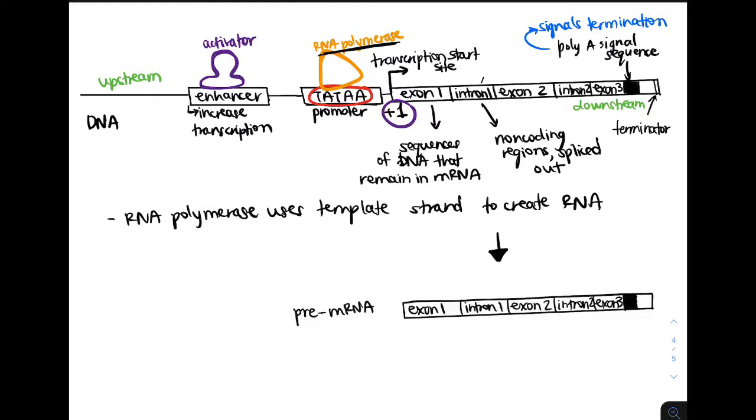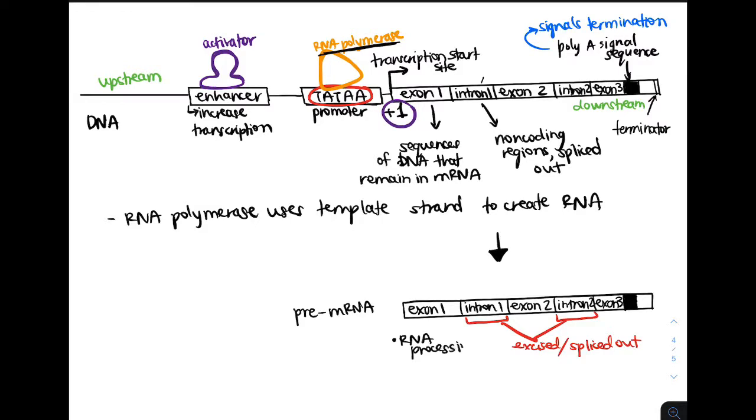Once transcription happens, the primary RNA transcript will consist of exons and introns. It will undergo RNA processing. In RNA processing, we will remove or splice out the introns because they are non-coding, so we do not want to create proteins with the non-coding regions.